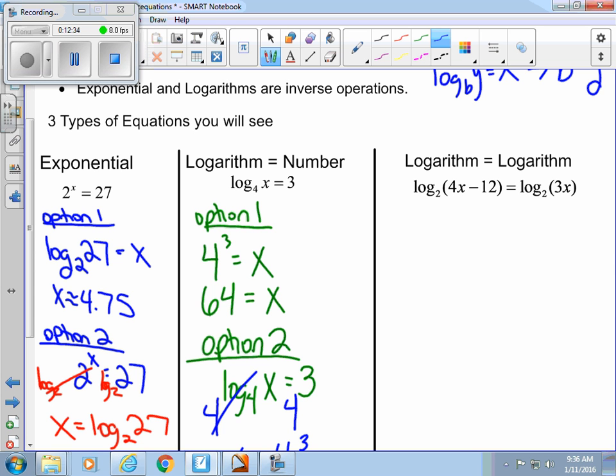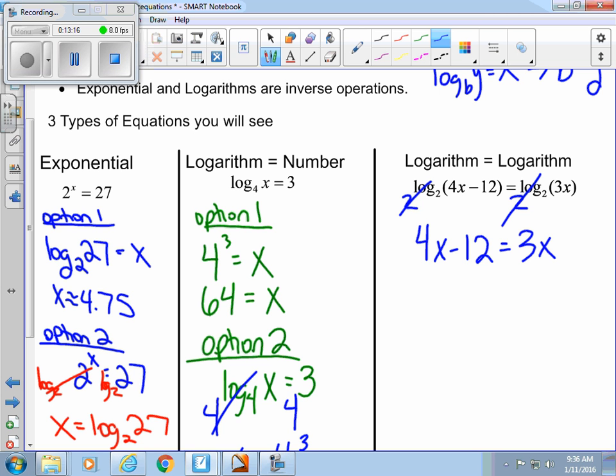So option 1, just ignore the logarithms, right? Because if those two logarithms are equal, they have the same base, then 4x minus 12 would have to equal 3x. If you really want to see a solving principle behind it, to undo a logarithm, you would raise both sides to 2. Those would both cancel. And so we get 4x minus 12 equals 3x. But for all practical purposes, we could logic through that without doing that step.